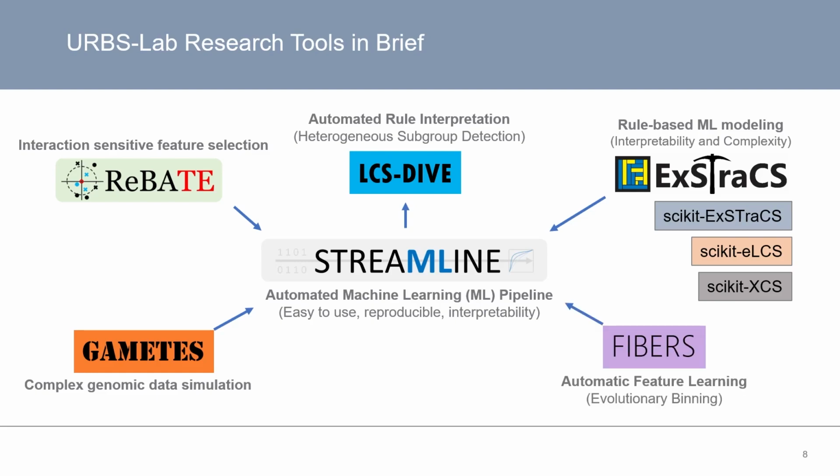And the last major project I'll mention is also the newest. Fibers is an automatic feature learning tool that uses an evolutionary algorithm to automatically identify bins of features in the data in a way that combines them in a maximally informative manner. All of these tools are currently available for use and are being actively improved and expanded upon in our current research. For the remainder of this research overview, I'm going to quickly provide a little bit more detail on each.